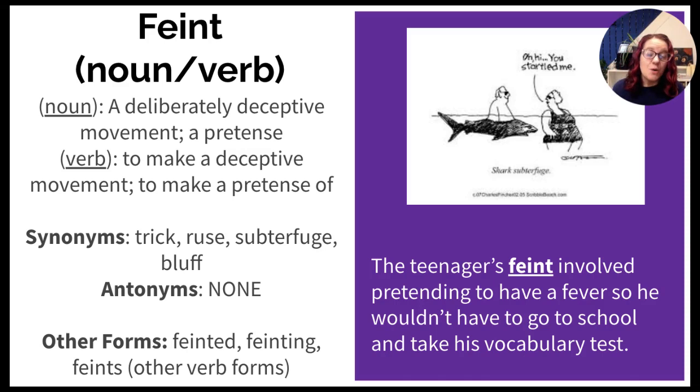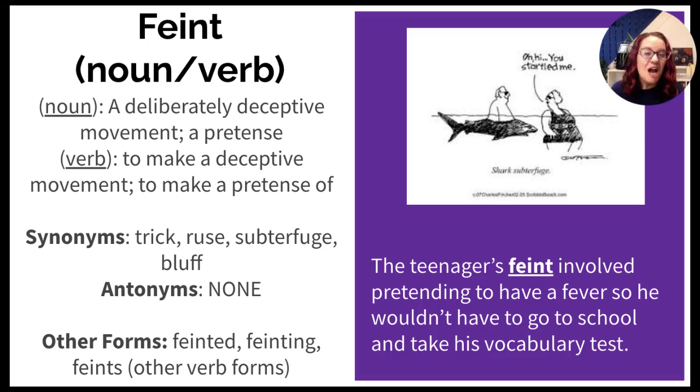Then we get to feint. So this is similar sounding to faint, like when you faint and fall over, but it's a different word. It's spelled differently. It's both a noun and a verb, so it's one of those double part of speech words. The noun form is a deliberately deceptive movement or a pretense, essentially you faking something. You can use a feint to trick someone, maybe during a sports event, like a basketball game. Your verb form is to make a deceptive movement or to make a pretense of. So you can also use it as an action. Your synonyms are trick, ruse, subterfuge, and bluff, and there are no antonyms. And your other forms are only your other verb forms: feinted, feinting, and feints.